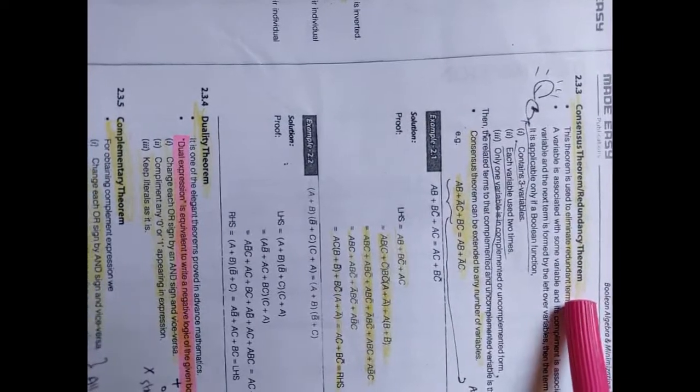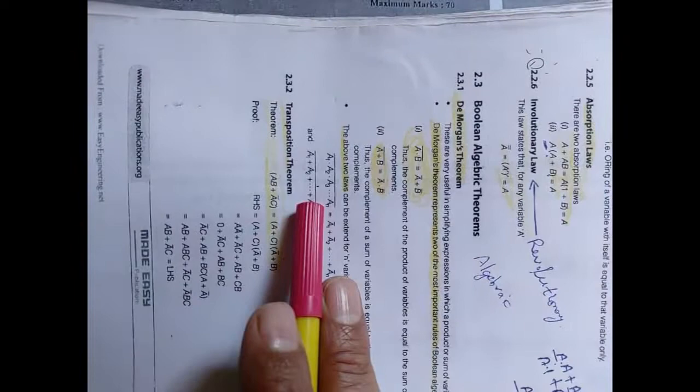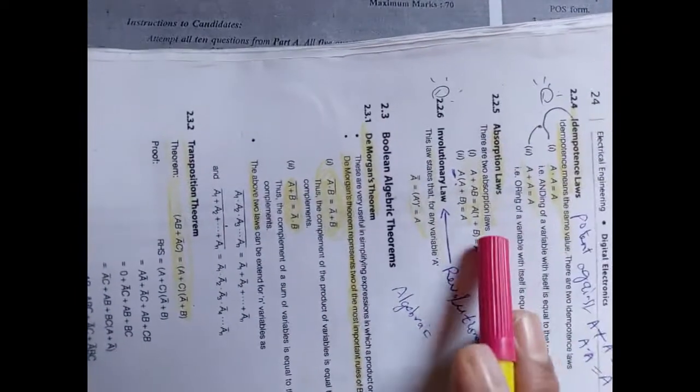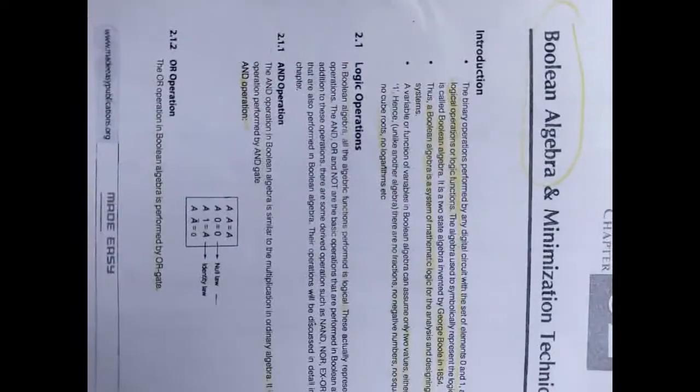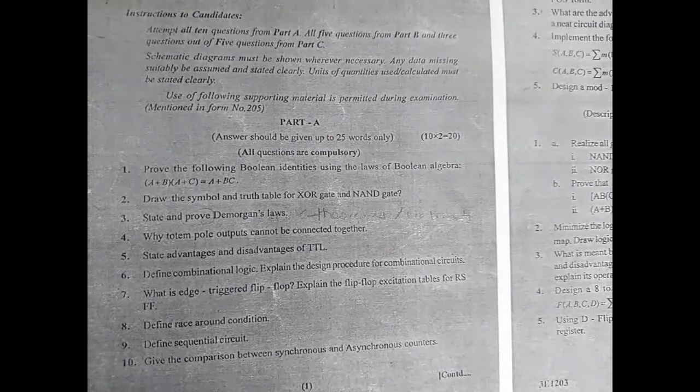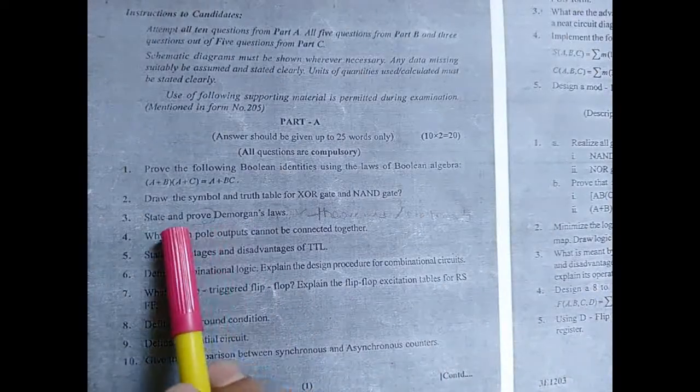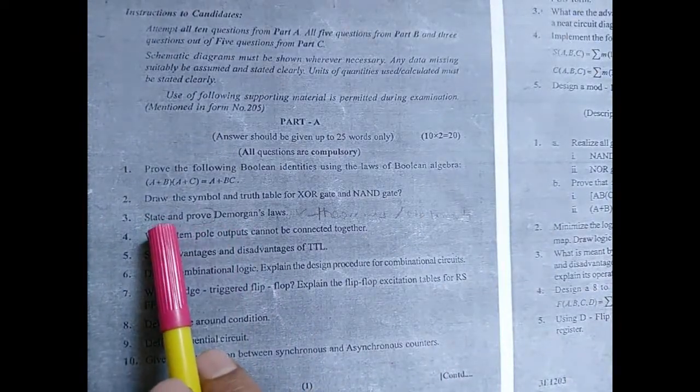Consensus theorem is very important. Then duality, complementary, and transposition theorems also exist, and then there are all the laws. You should read all about them, you should know about them, so that you can answer the questions that might come from this subject. Continuing with our solution, what we will begin with is first stating De Morgan's law.